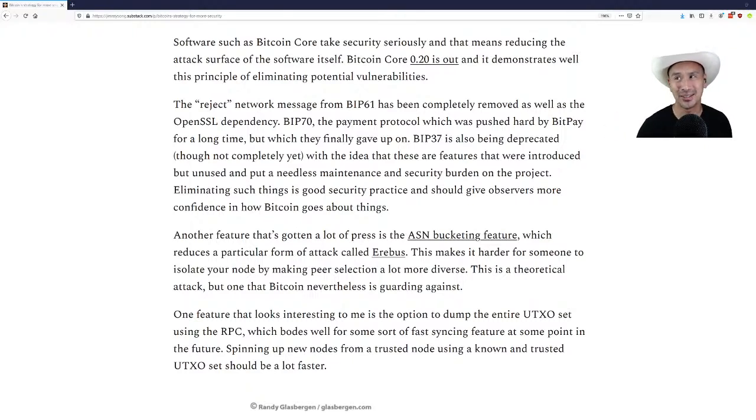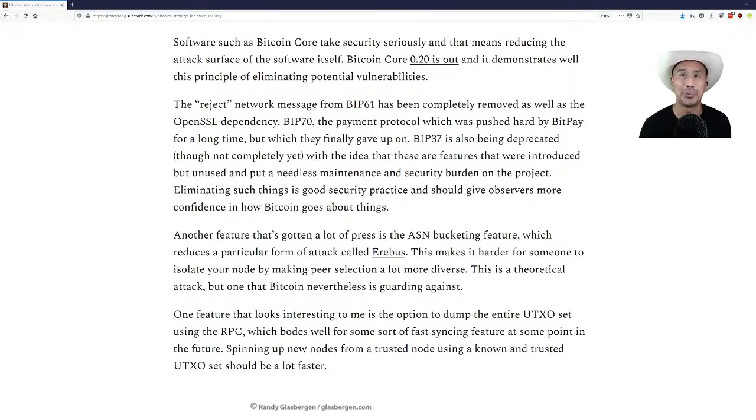Now, you shouldn't really trust these reject messages, so they don't really do anything for anybody. As a result, they deprecated it a while ago. Now it's just not going to send it starting in 0.20, and that's a very good thing, because something that's useless is just an additional attack surface. If you're not using it, you should really get rid of it from a security perspective.